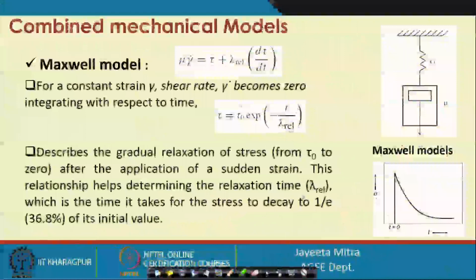So, this equation describes the gradual relaxation of stress from the initial value tau 0 to 0 after the application of a sudden strain, and this relationship helps in determining the relaxation time lambda REL, which is the time it takes for the stress to decay to 1 by e, that is 36.8% of its initial value.